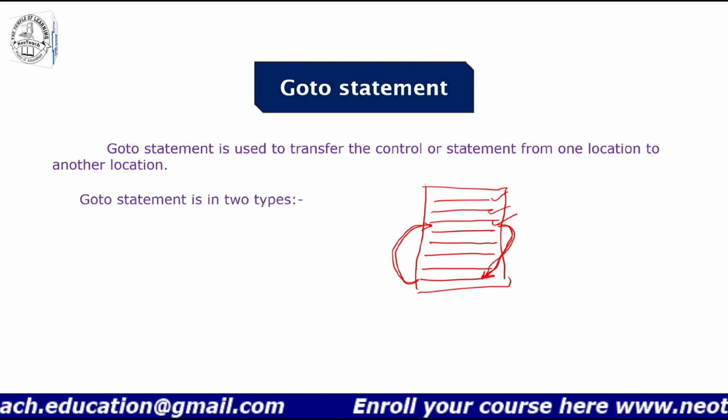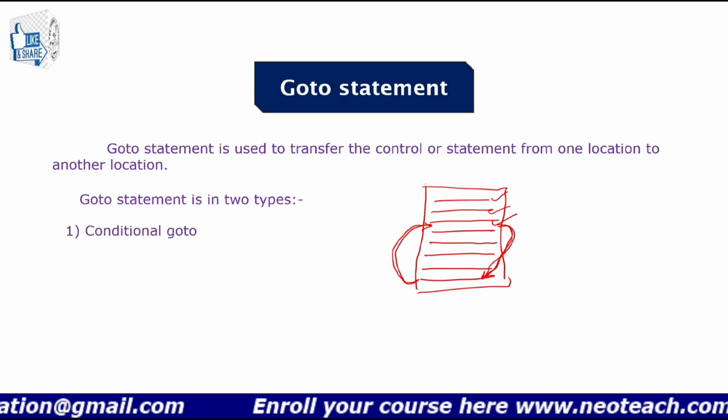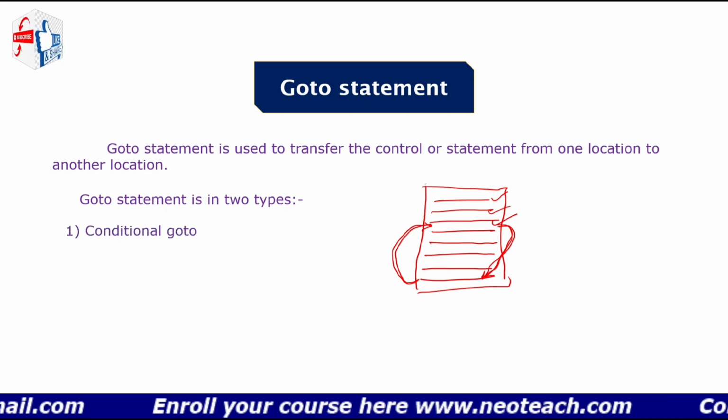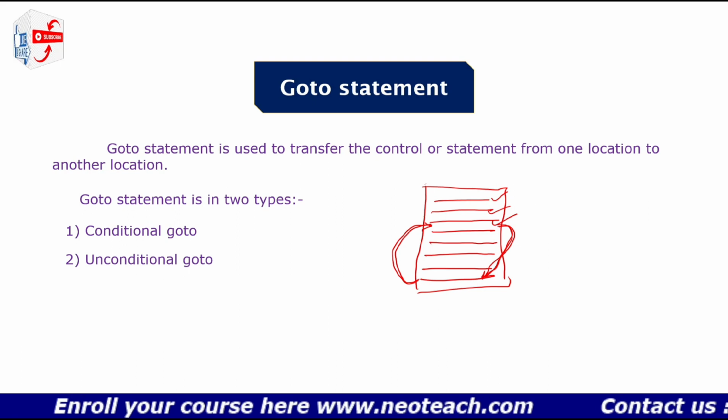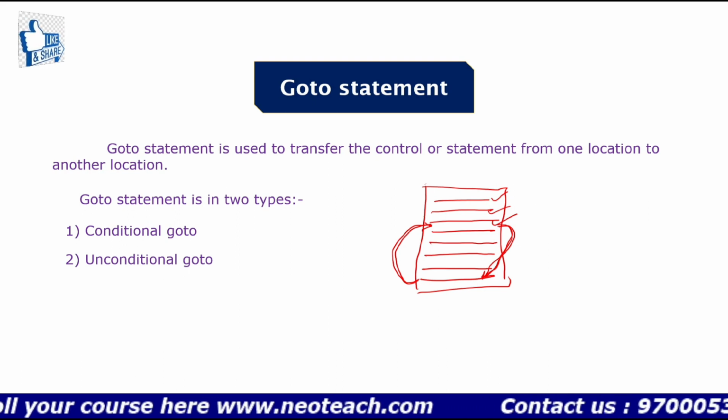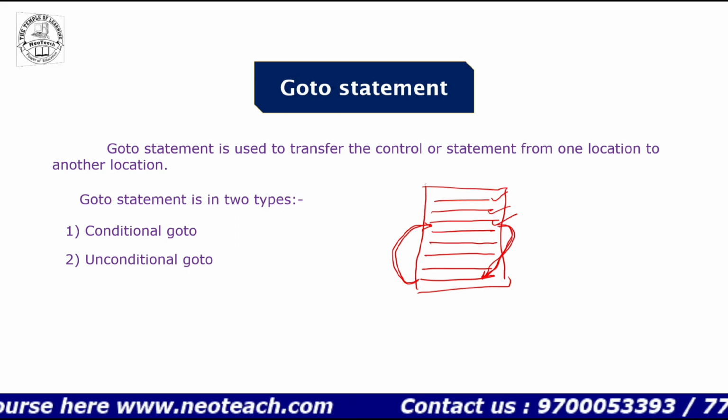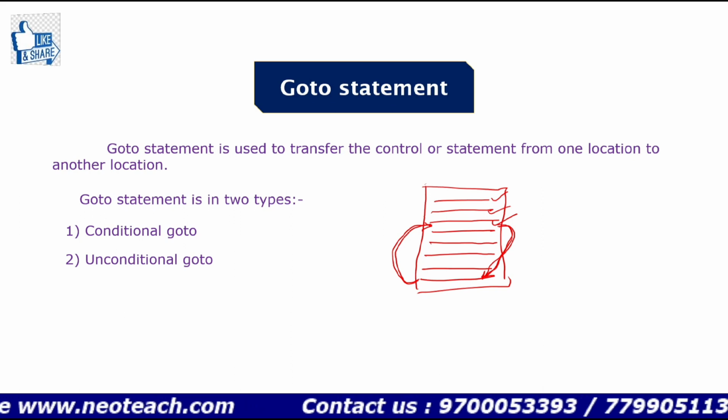This Goto statement has two types. The first is conditional Goto, which depends on a condition, and the second is unconditional Goto, where the Goto statement executes without depending on any condition. So let's discuss these two. The first one is the conditional Goto statement.